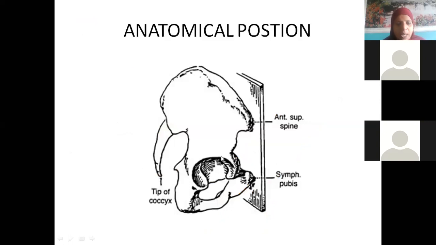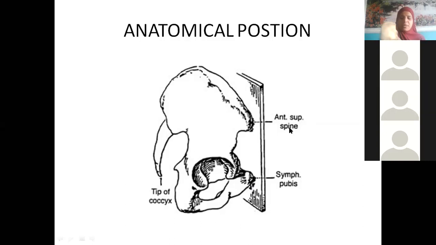When you hold this hip bone in your hand, you should see that the anterior superior iliac spine and the symphysis pubis lie in the same plane. That is the anatomical position. When you hold the bone, you should see this. I'll just get the bone once. Can all of you see the bone in my hand?